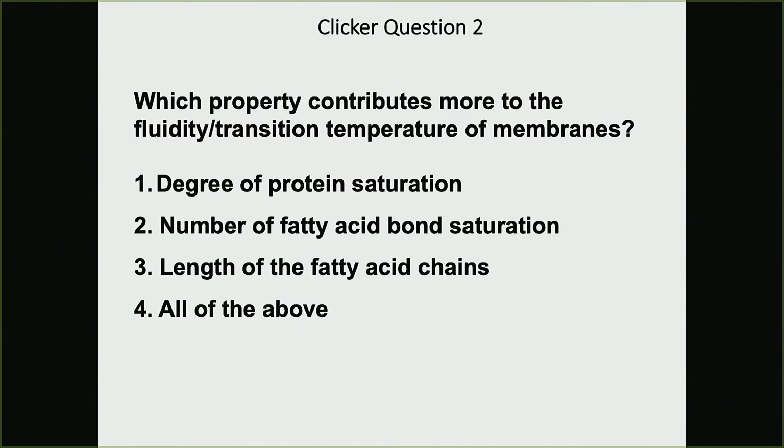All right, stopping the poll now. Yep, that is the correct answer. The number of fatty acid bond saturation: we just saw that just one double bond dropped the temperature that much. So that is the correct answer. Protein saturation is the presence of protein, which is a weird word there. Length of fatty acid chain is much less. All right, that's good. Let's go to the next one.